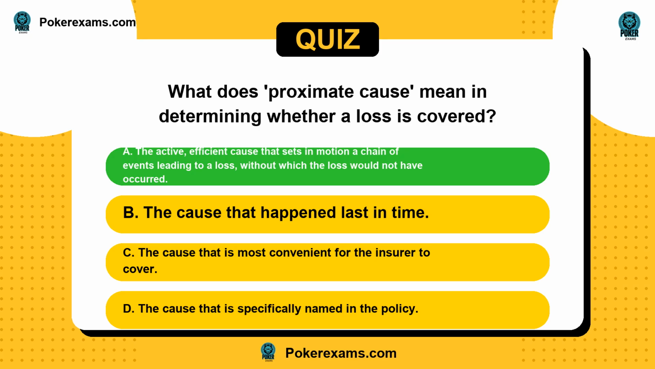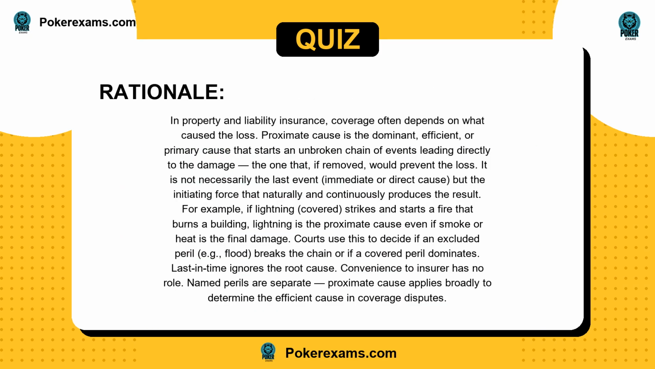The answer is A. In property and liability insurance, coverage often depends on what caused the loss. Proximate cause is the dominant, efficient, or primary cause that starts an unbroken chain of events leading directly to the damage, the one that, if removed, would prevent the loss. It is not necessarily the last event, immediate or direct cause, but the initiating force that naturally and continuously produces the result. For example, if lightning, covered, strikes and starts a fire that burns a building, lightning is the proximate cause even if smoke or heat is the final damage.